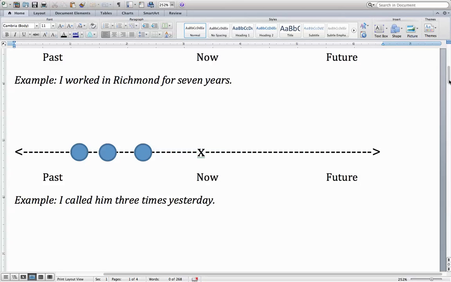Another thing that you can mean with the simple past is a repeated action in the past. Okay, so when I say I called him 3 times yesterday, 1, 2, 3, but it all happened before now, the time that I'm speaking.